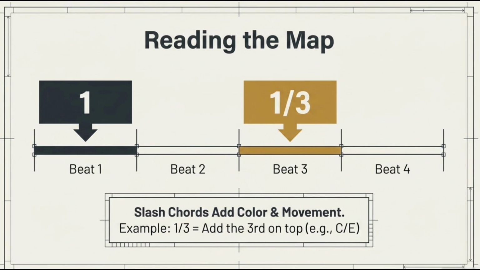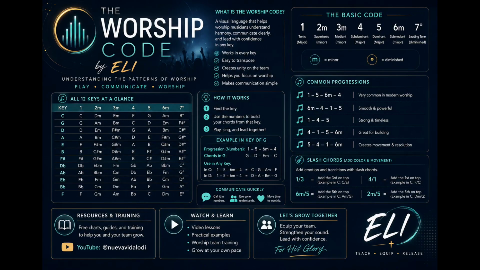Wait, so why not just jump straight from the 1 chord up to the 4 chord? Because that is a really big sonic leap. Putting that 3 in the bass creates this sort of staircase effect. It smoothly walks the listener's ear right up to the 4. Wow, so it creates this incredible emotional movement, but you aren't even altering the structural skeleton of the song. Exactly. It is all about using the tools to serve the song.